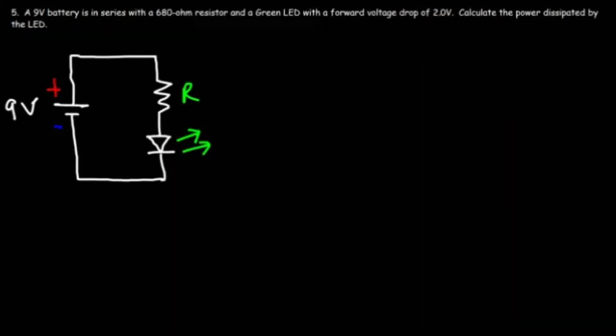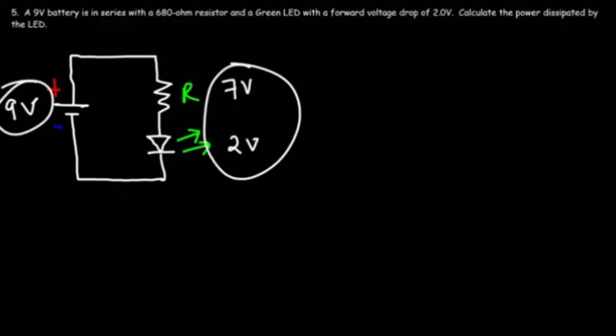Number 5. A 9-volt battery is in series with a 680 ohm resistor and a green LED with a forward voltage drop of 2 volts. Calculate the power dissipated by the LED. The process for solving this problem is the same as number 4. The only difference is we have a light emitting diode as opposed to a regular silicon diode. Now we know the voltage drop of this diode is 2 volts. That means that the voltage drop of the resistor is 7, because these two have to add up to 9.